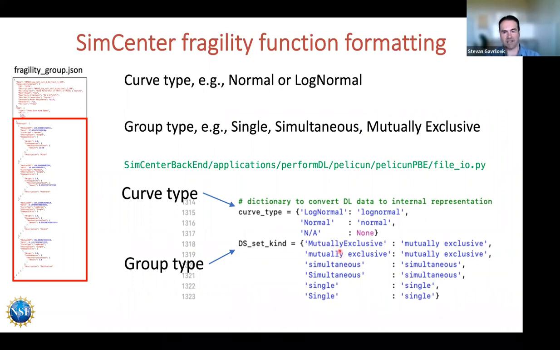Sequential means a component must enter one damage state before it enters the next. Simultaneous means that all damage states can occur at the same time. And mutually exclusive just means a damaged component can only be in one damage state. But if you go to this file _io.py, you'll see the different curve types available, and then the different group types to help you fill this out. And of course, more information about all of this, what I'm talking about, is available in the Pelican documentation. So I'm trying to describe here how you can create one of these fragility group JSON files kind of from scratch, and where you can go in the code to link the two.